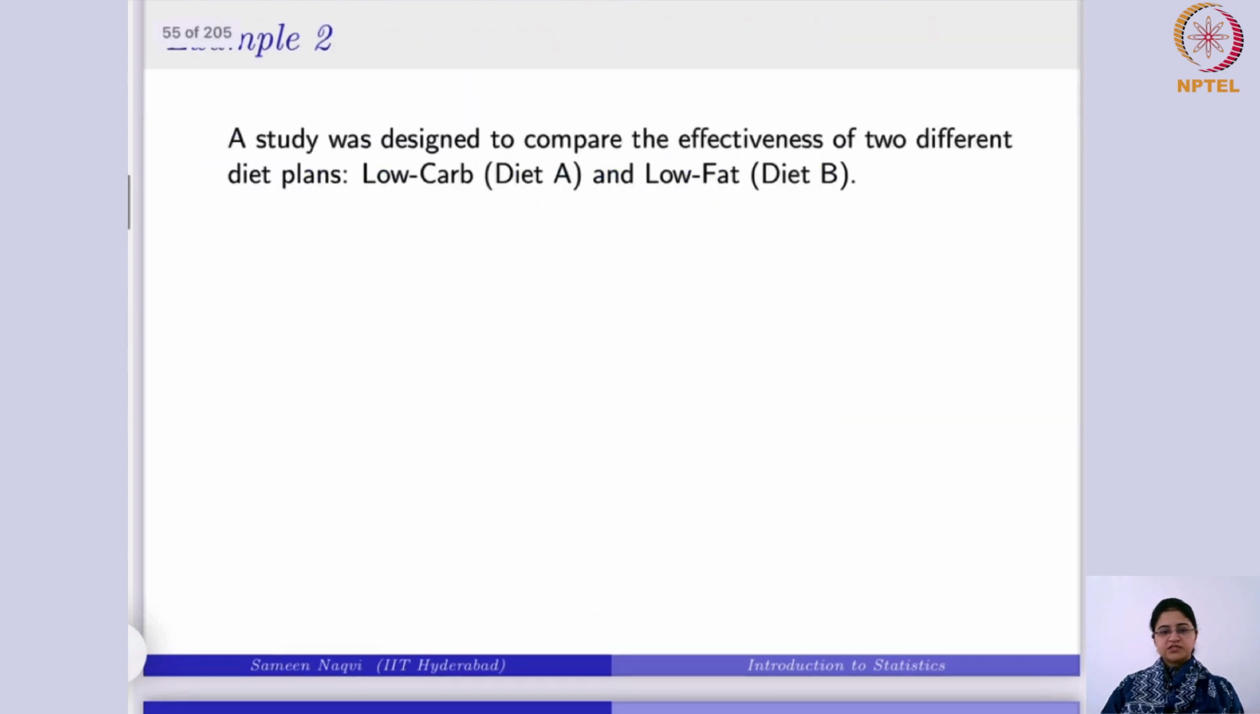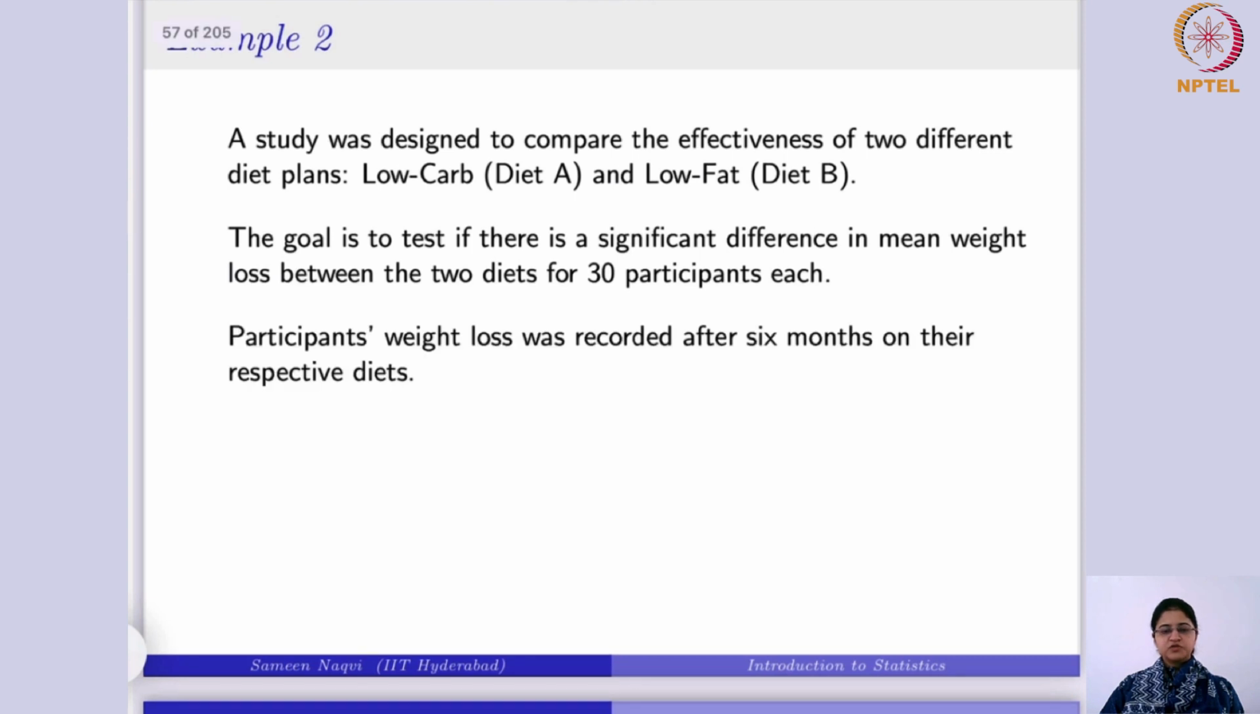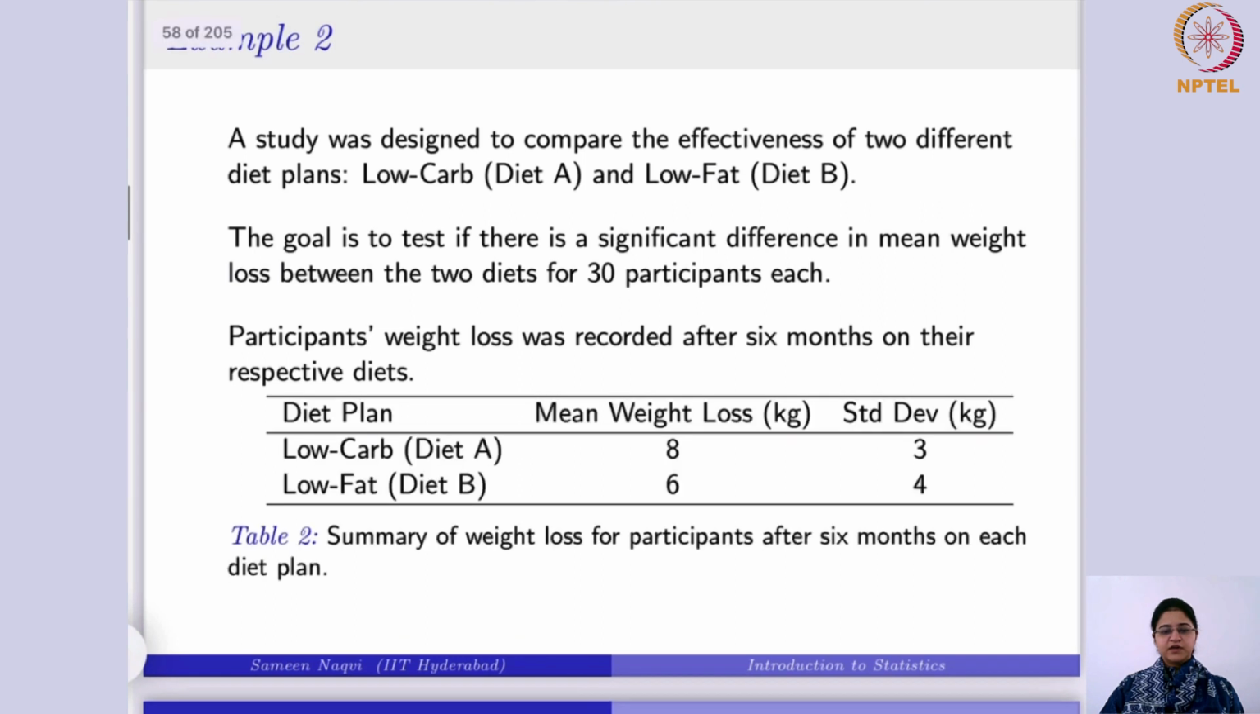To understand this, let us consider an example. Suppose a study was designed to compare the effectiveness of two different diet plans. Diet A is a low carb diet and diet B is low fat. The goal is to test if there is a significant difference in mean weight loss between the two diets for the 30 participants in both these diets. Participants' weight loss was recorded after 6 months on their respective diets, and these were the observations.